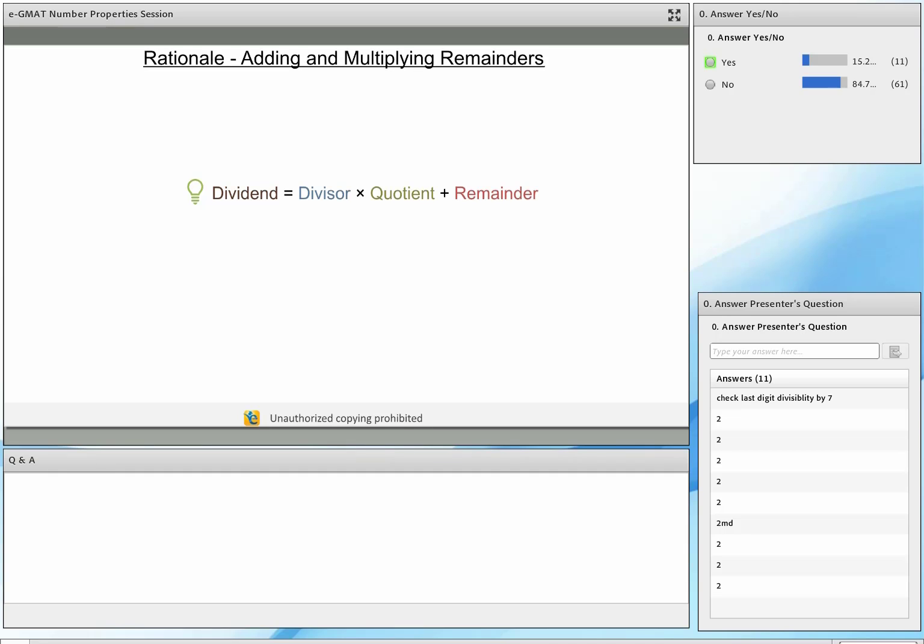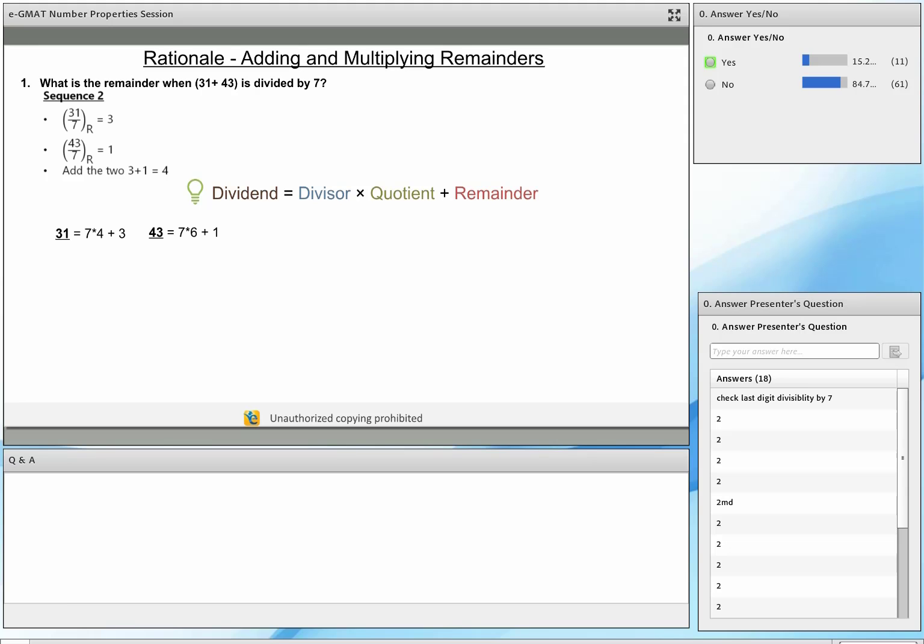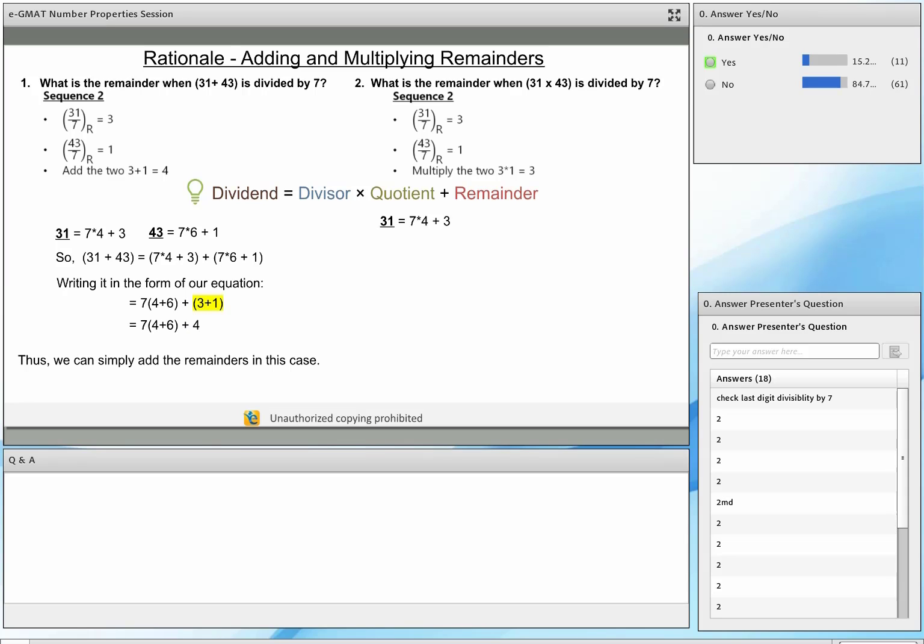Now, what are we learning from this? Essentially, the concept here is that you can add and multiply remainders, and I'm going to show you the derivation of that. But I'm not going to explain that to you here. I want you to work this out on your own after the webinar so that you are 100% confident as to how you can add the remainders and how you can multiply the remainders.